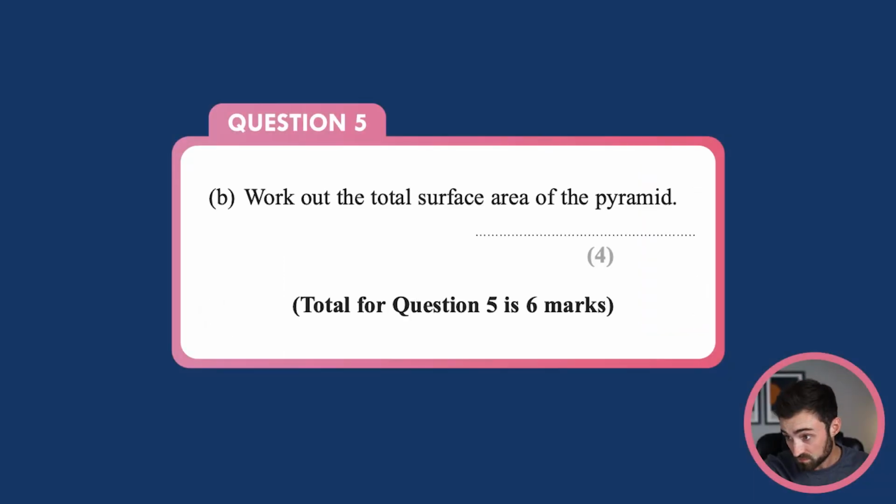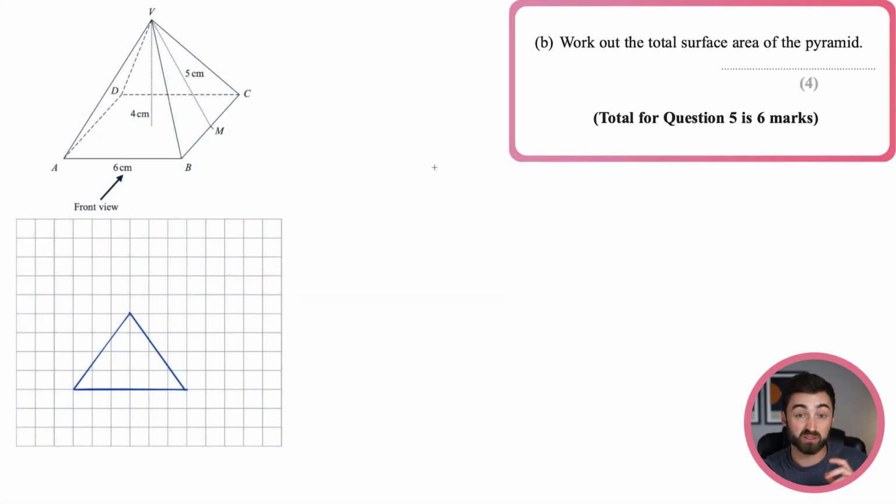Part B says work out the total surface area of the pyramid. Okay, all we need to do here is just be careful of all of the things that we're taking account of. So essentially there's the bit at the bottom, right? So let's call that 1. There's this face here. Why don't we call that 2? Then there's a face kind of at the back. We can call that 3 all the way back there. And then there's this face at the side. We can call that 4.